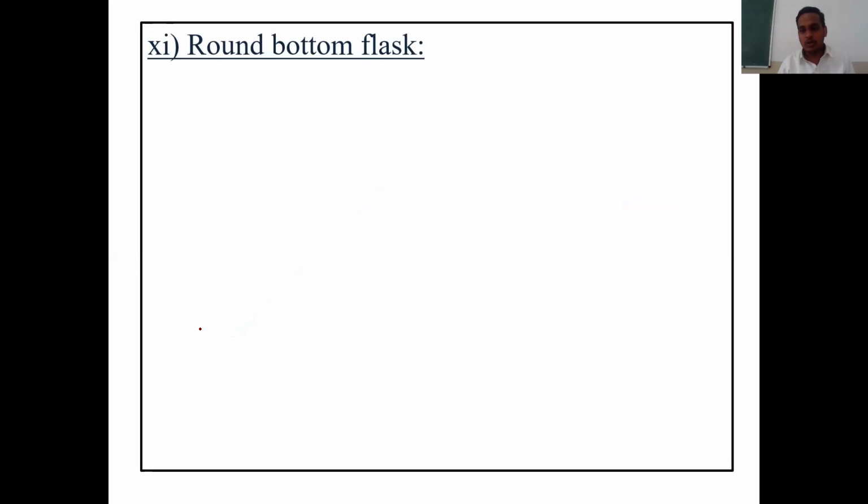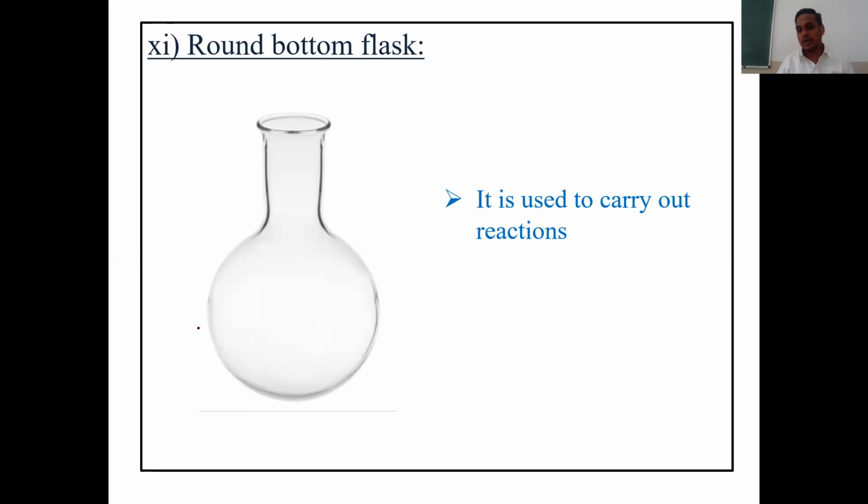And the next one is a round bottom flask. As the name itself suggests, it is a glass apparatus whose bottom is round, and the picture is shown in the figure. This type of glass apparatus we call a round bottom flask, and its main use is to carry out a reaction. Whenever there are different chemicals with which we are supposed to carry out a reaction, add those chemicals in the round bottom flask, and you can stir by holding the neck of the flask, which ensures more uniform or complete mixing of the chemicals taken in the flask.